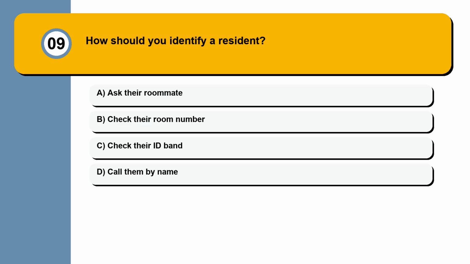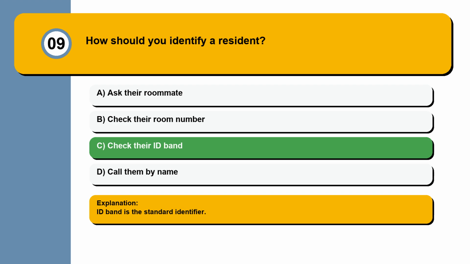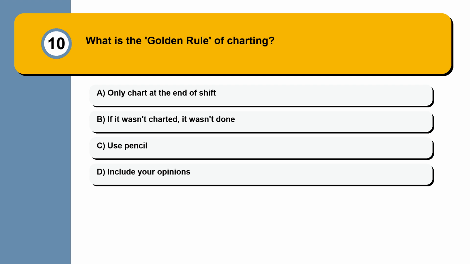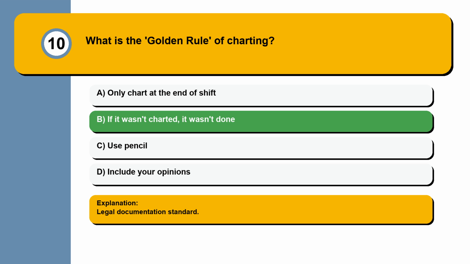Question 9. How should you identify a resident? Ask their roommate. Check their room number. Check their ID band. Call them by name. ID band is the standard identifier. Question 10. What is the golden rule of charting? Only chart at the end of shift. If it wasn't charted, it wasn't done. Use pencil. Include your opinions. Legal documentation standard.